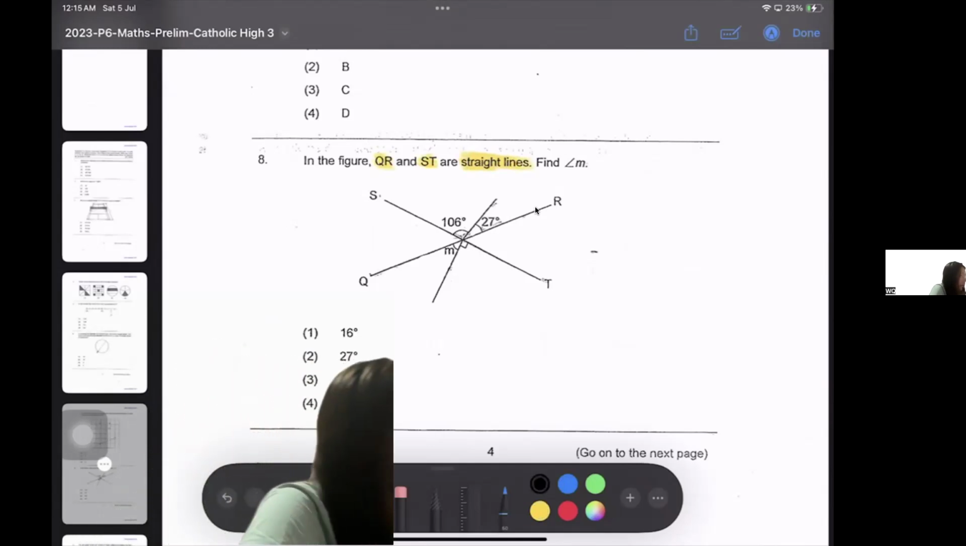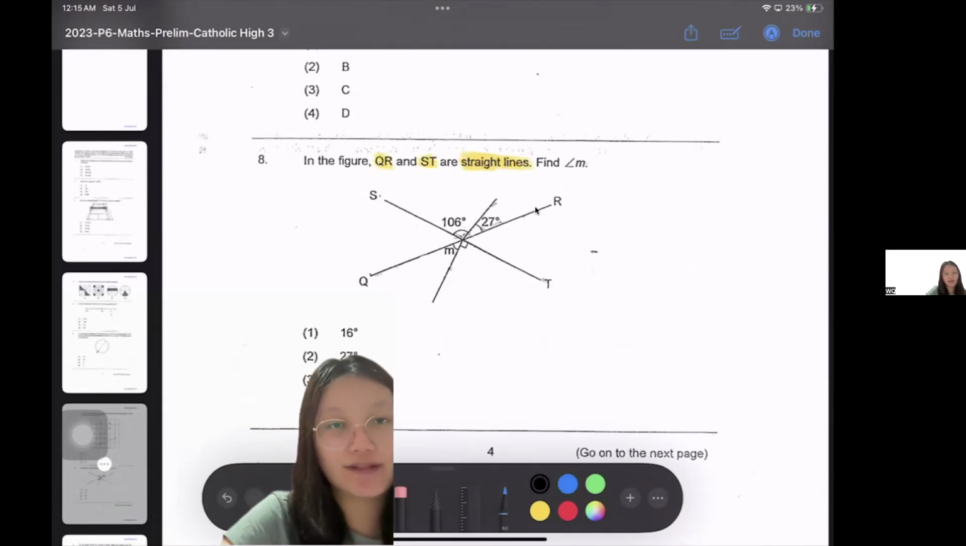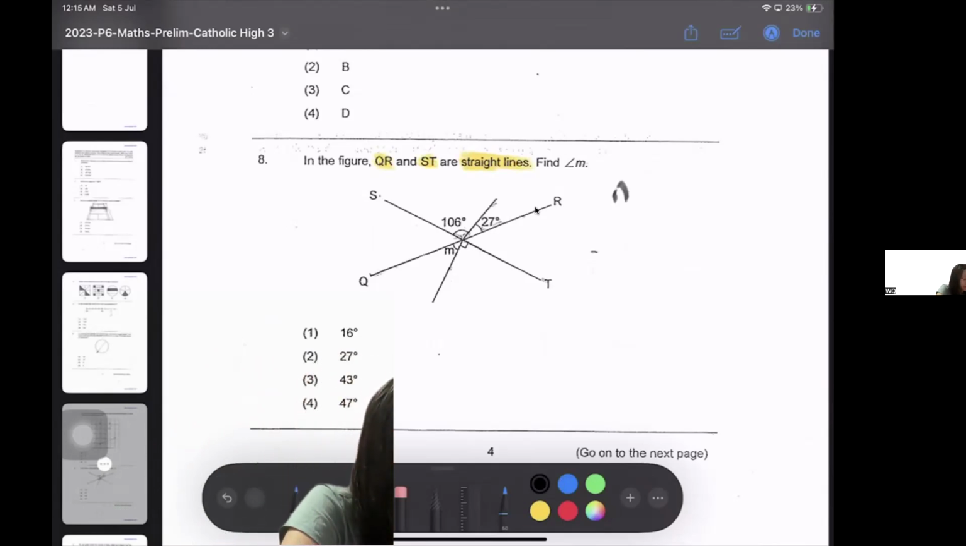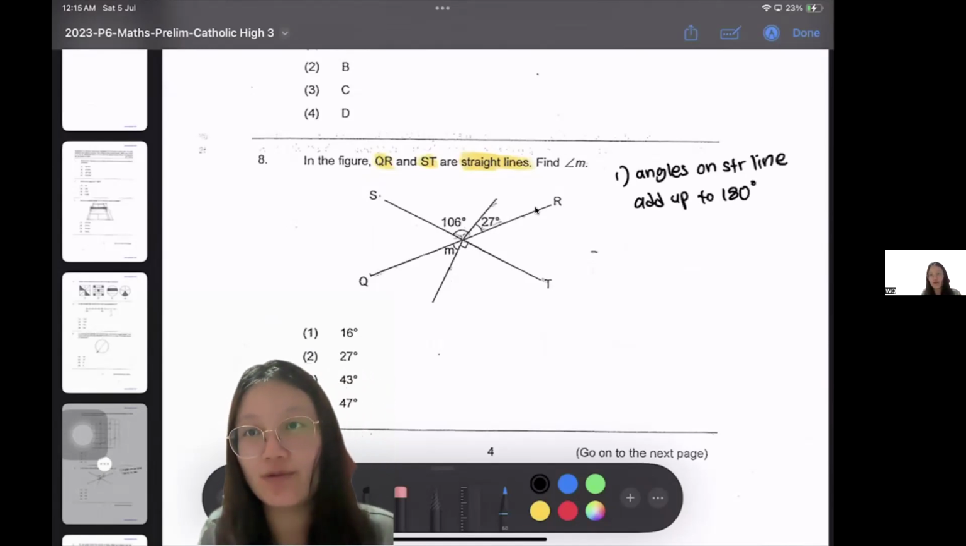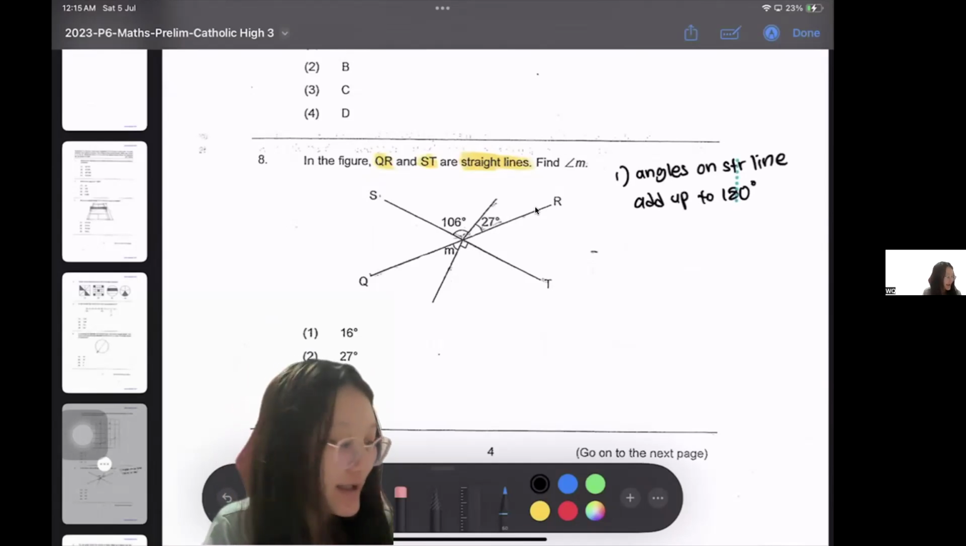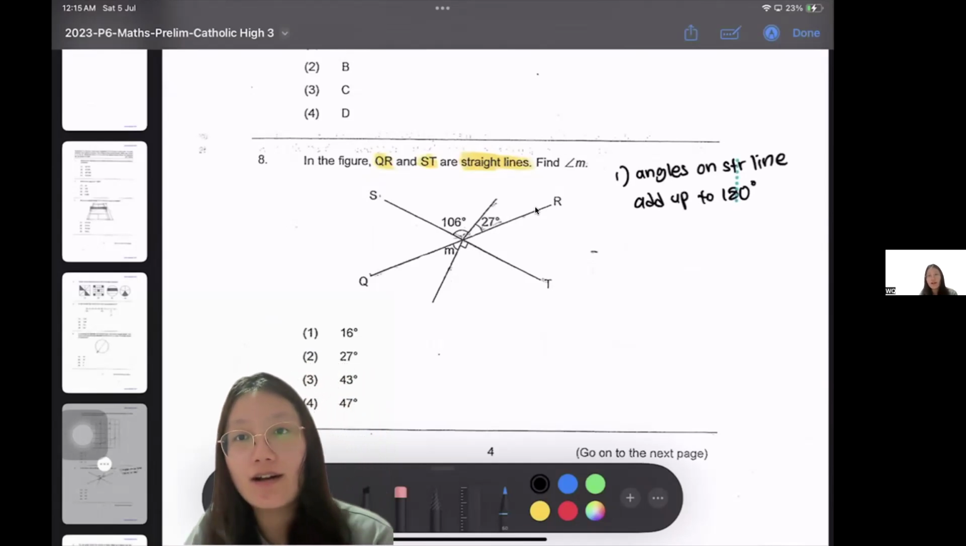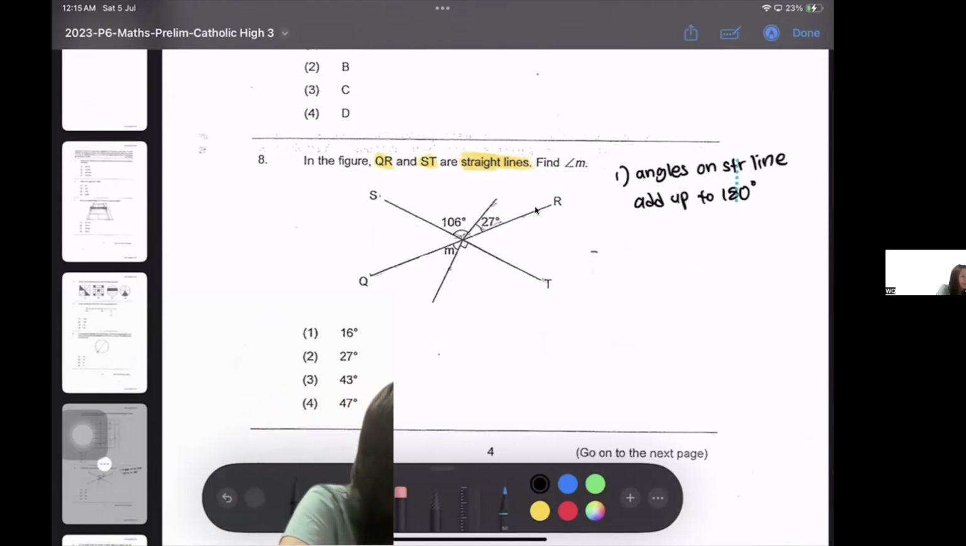Let's start with the first property of straight lines and angles first. The first property will be angles on a straight line add up to 180 degrees, okay? Angles on a straight line add up to 180 degrees. That is the first property that you need to remember when you hear about straight lines.